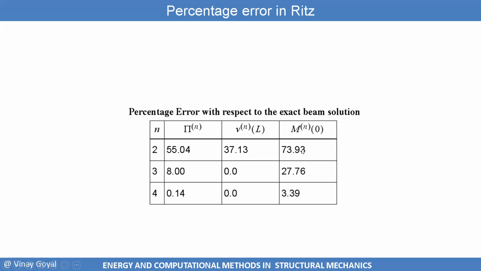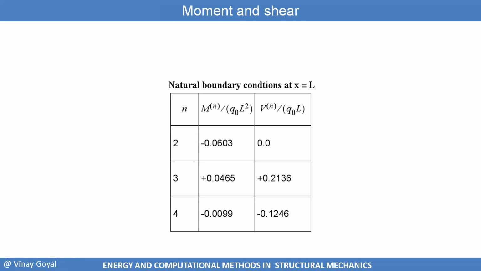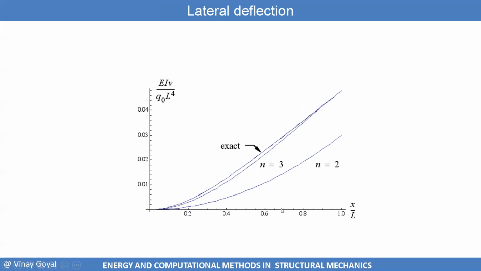And when I do that, you can see that the error is lingering pretty high there. Not too bad, but still pretty high. Now when I look at shear, you can look at the natural boundary conditions. I'll also look at what the moment and shear look like for n equals 2, n equals 3, n equals 4, and the actual value. And what you see here is a lateral deflection, which is this one.